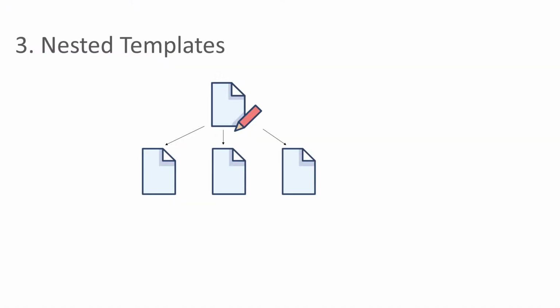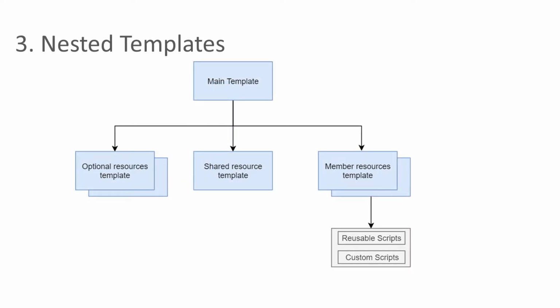Number 3 is nested templates. ARM templates are able to call other ARM templates as part of the deployment. What this allows you to do is build up a hierarchy of templates calling other templates. So you could, for example, have a master template that then calls out to sub-templates, or, as suggested in the diagram on this slide, you can actually split up your templates into more reusable modules.